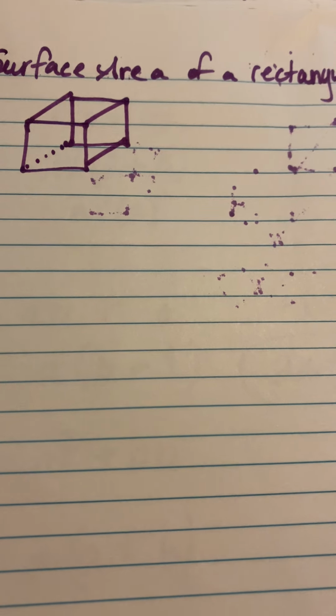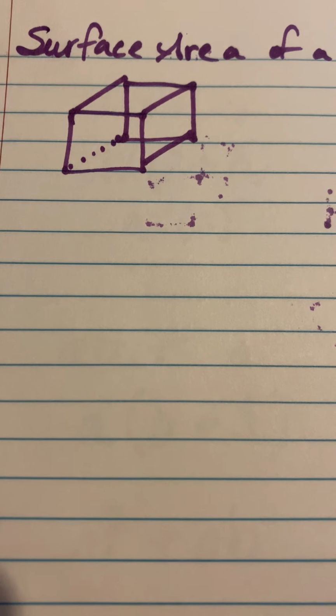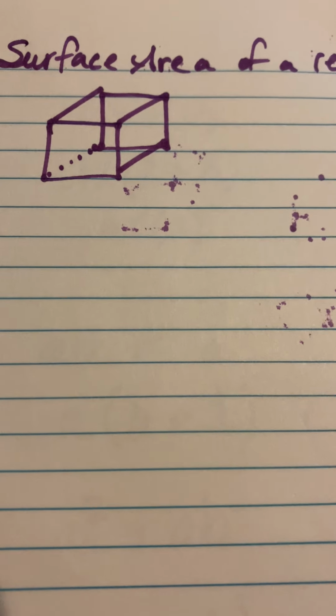Hey guys, so I just want to take a moment and go over the surface area of a rectangular prism with you. So that's this kind of shape here, basically a rectangle that is like a cube sort of ish. So we want to find out the area of the whole thing.